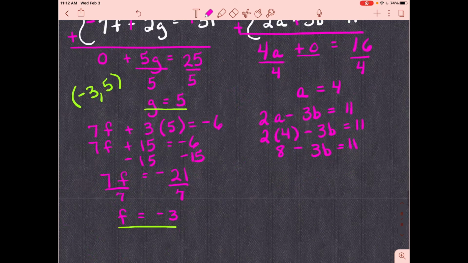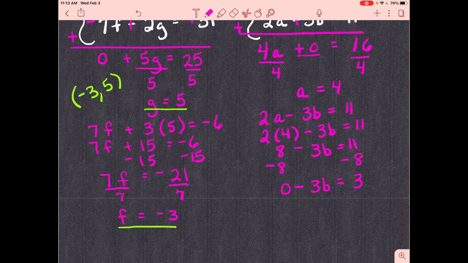I need to get B by itself, so let's start way out here with the 8. Because it's a positive 8, I'm going to subtract it. Don't get confused by the 8 minus 3B. That minus goes with the 3. All right, so 8 minus 8 is 0. That's why we did that. I'm actually going to write that so you can see that's what I was trying to do. And 11 minus 8 is 3.